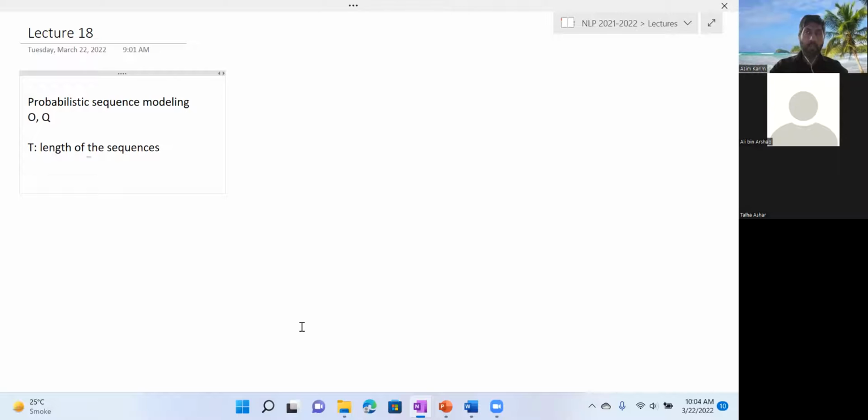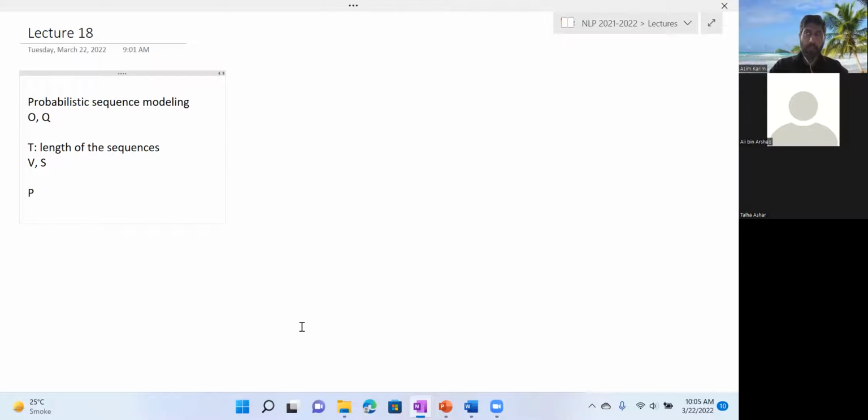Each event in the sequence O comes from a set of possible events, which we call V, the vocabulary. And each state in the sequence Q comes from a set of possible states, which we call S. So there are N possible states, and for the number of events, there are |V| possible events, or vocabulary size. This is the basic setup for the probabilistic sequence model.